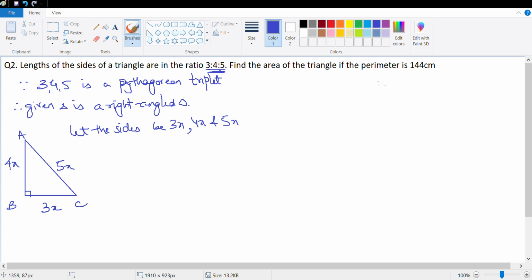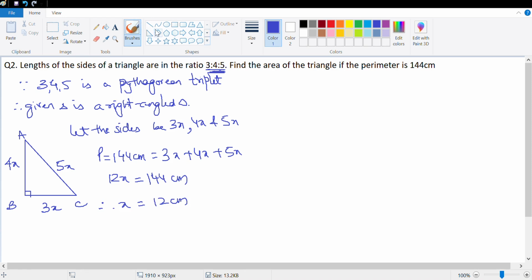So what is given is the perimeter, which is equal to 144 centimeter, equal to 3x plus 4x plus 5x. That's 12x is equal to 144 centimeter. Therefore x is equal to 12 centimeter. 12 square is 144. Perfect. So now we know x, so we can calculate the length of the sides.